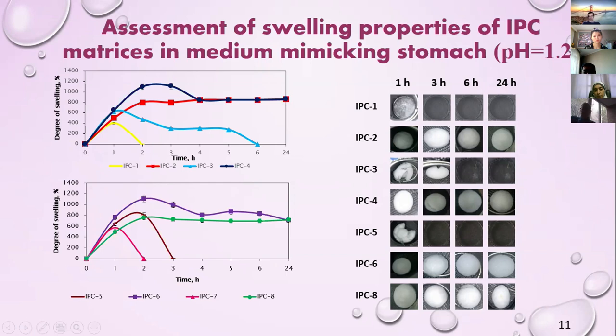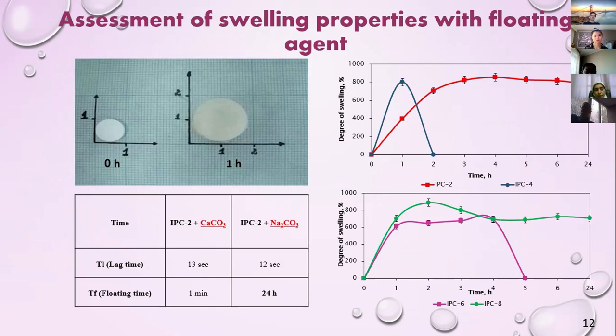Our next step was to choose a floating agent for the floating system. As floating agents, we've chosen two carbonates, calcium carbonate and sodium carbonate. And we again made compacts, but now with a mixture of interpolymer complexes and the floating agent, the carbonate. Then we immersed our compacts into medium mimicking the stomach with pH 1.2, and we measured lag time and total floating time.